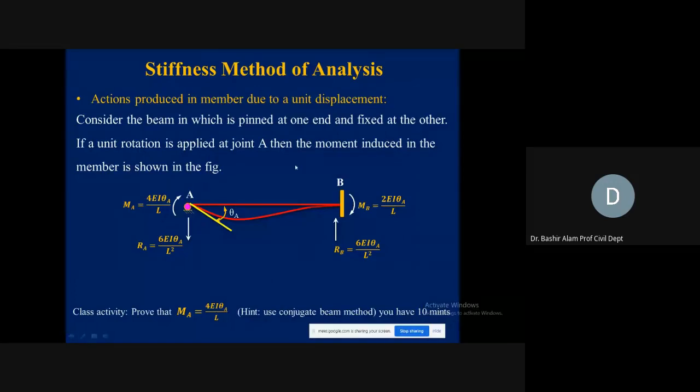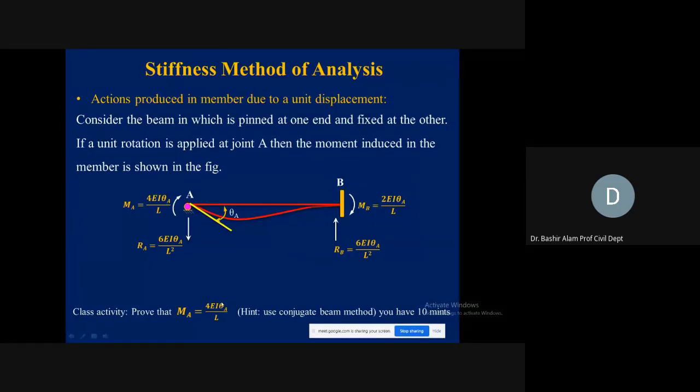Right, so here now you see all this. At A, you can see a rotation is given in the clockwise direction, theta A. Because of this theta A, the action generated MA is equal to 4EI theta A divided by L. At the far end, it will be 2EI theta A divided by L. And the balancing couple will be 6EI. Now, how these values are coming, we'll prove this from the conjugate beam method in a while.